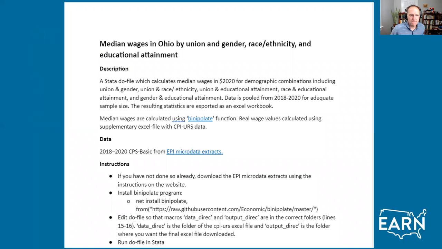So this first project is something that EPI staff worked on, where we calculated the median wages in Ohio by a variety of demographic characteristics: the intersection of union status and gender, union status and race and ethnicity, and educational attainment. This is a screenshot of the description document.